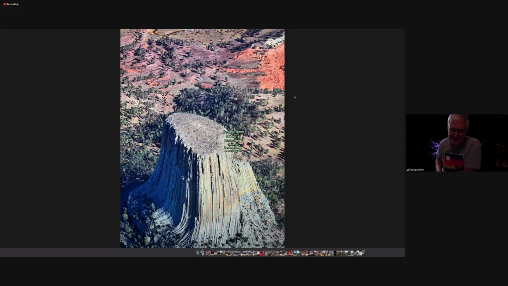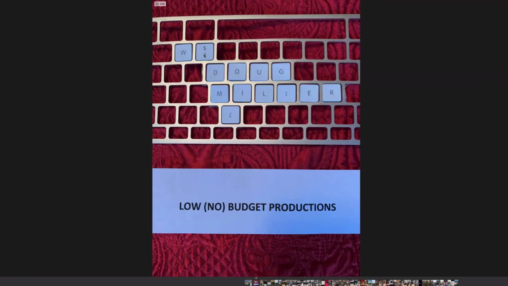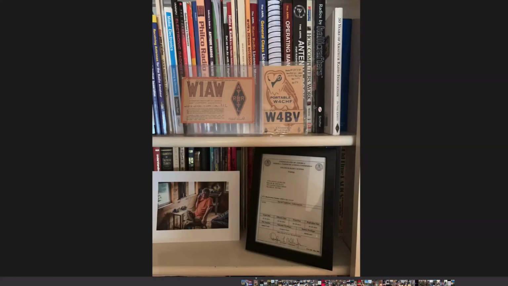Okay. Hey, this is no frilly software, no fancy graphics. W4DML, Doug Miller. I don't want the dollar sign says, well, I put too much money into ham radio. Anyway, I got started in ham radio.